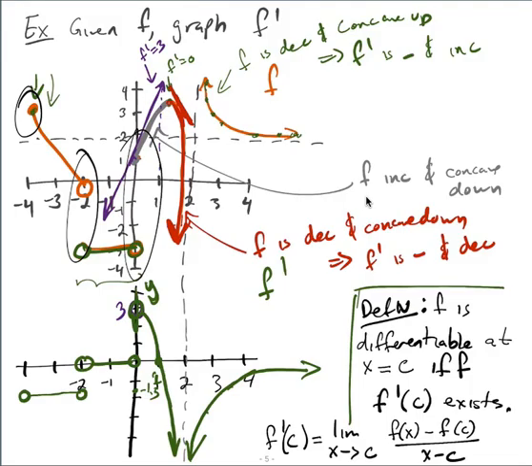Mm-hmm. Yes, exactly. The hole is there. At that point, exactly. So on the f prime graph, the hole there. Yeah. As soon as you're at 0.000001, then you're somewhere. Just not right at zero. Yeah.